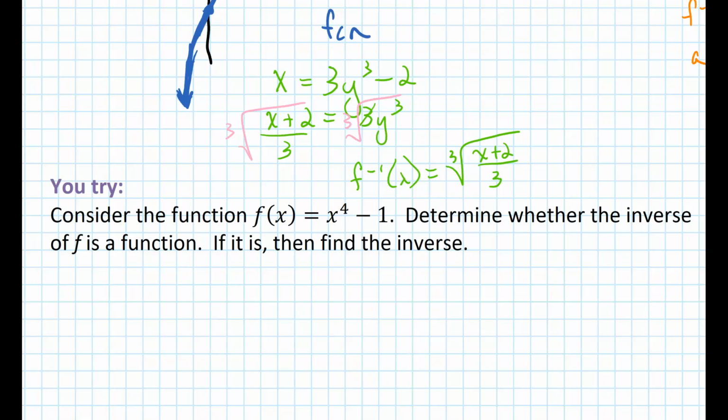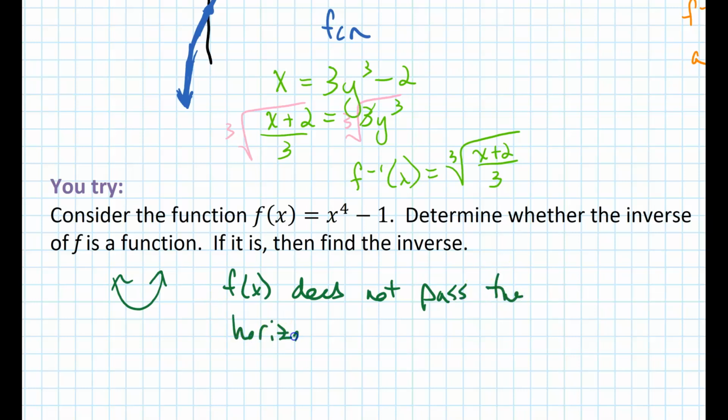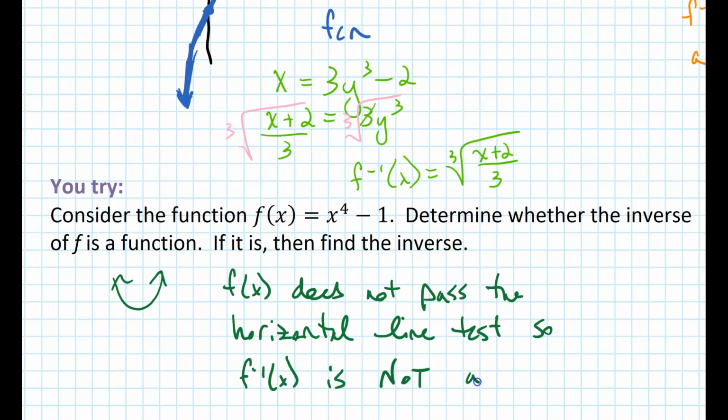So what did we discuss? What's going on with an x to the fourth? The end behaviors are in the same direction. This has two tails going where? Two tails going up, so it will not pass. So again, we know it does this. So f of x does not pass the horizontal line test, so f inverse of x is not a function.